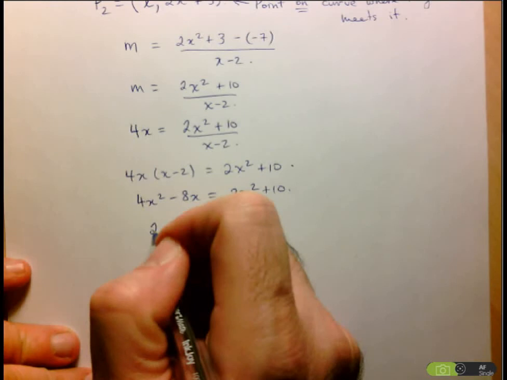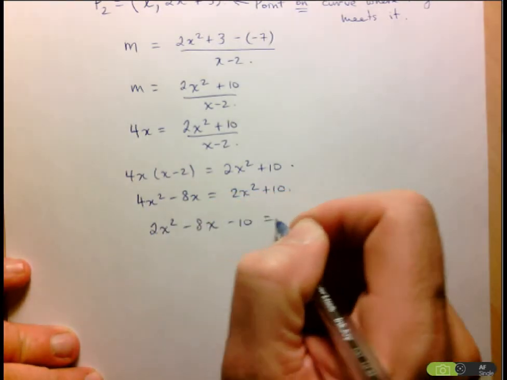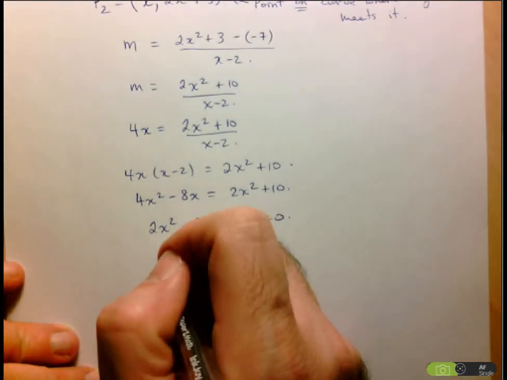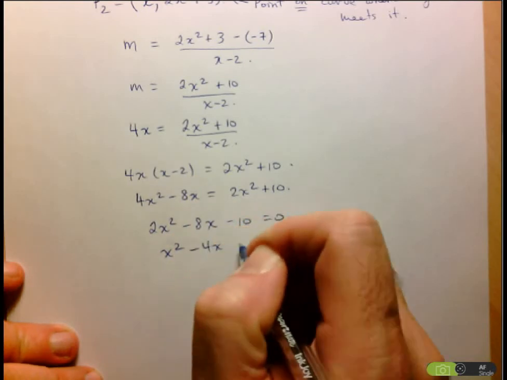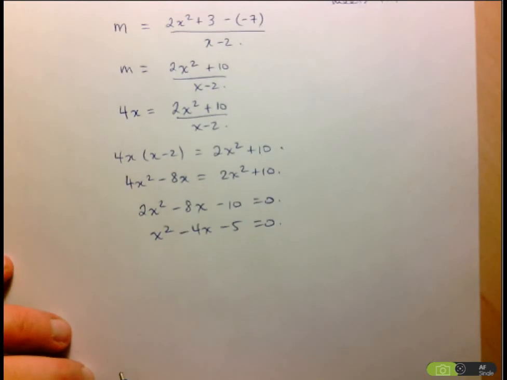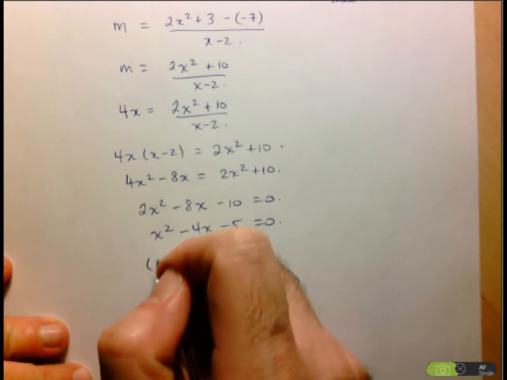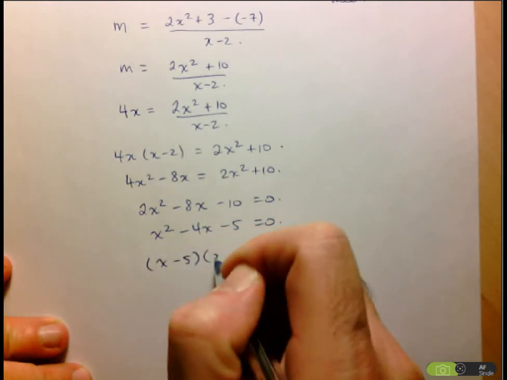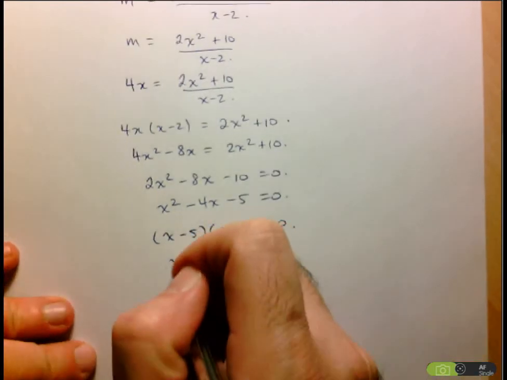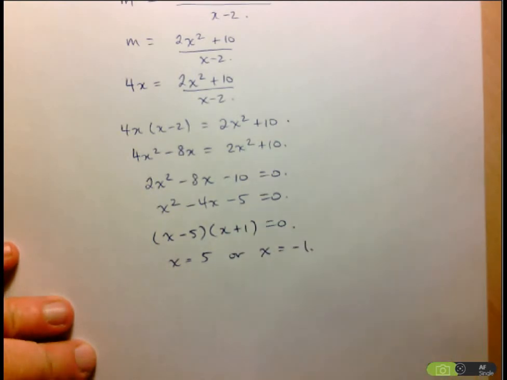So here we're left with 2x squared minus 8x minus 10 equals 0. Simplify that by dividing both sides by 2, so I'm left with x squared minus 4x minus 5 equals 0, and luckily we get a nice factorable expression on the left-hand side. This factors to x minus 5 times x plus 1. So that means x is equal to 5, or x is equal to negative 1.